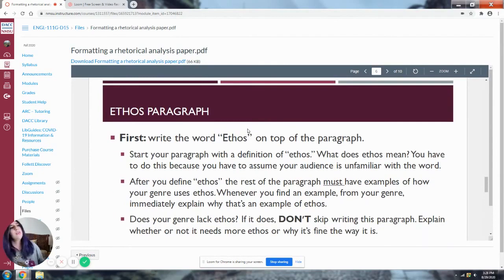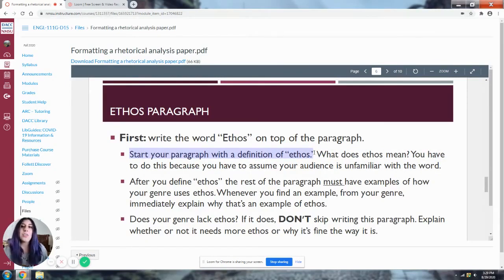And ethos. Okay, so the rest of this paper is probably the most important part because this part makes it a rhetorical analysis. So now we need to move on to the rhetorical appeals. So if you start with ethos, first write the word ethos at the top of the paragraph. If not, your topic sentence, well, regardless, whether you have a section heading or not, your topic sentence should be a definition of the word ethos.